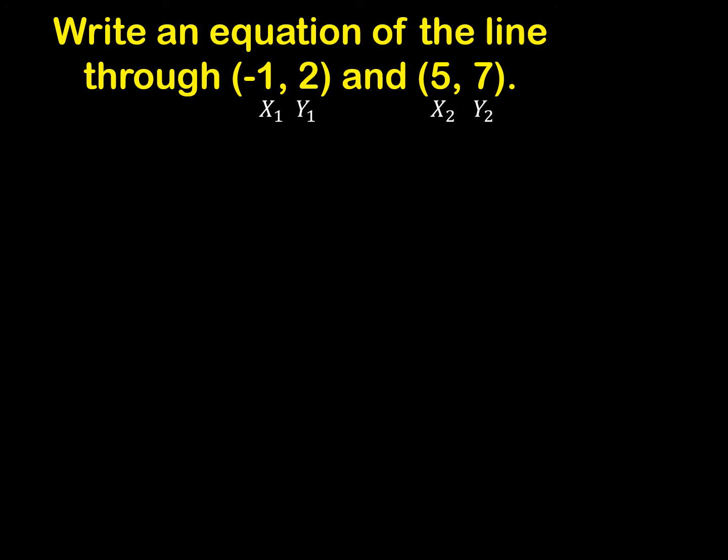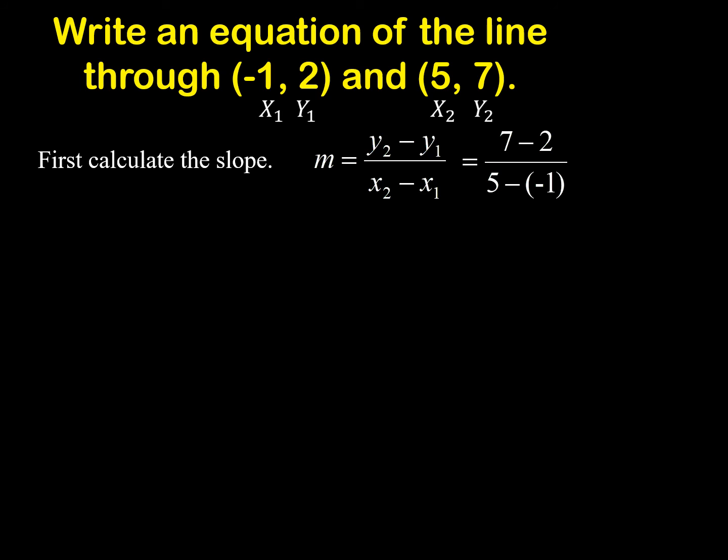Now let us write an equation of the line through given 2 points. So we have -1, 2, and 5, 7. So how do we do that? First, we are going to calculate the slope. So given the formula, slope is equal to y sub 2 minus y sub 1 over x sub 2 minus x sub 1. So from here, we are going to have 7 minus 2 over 5 minus -1. So the slope is 5 over 6.